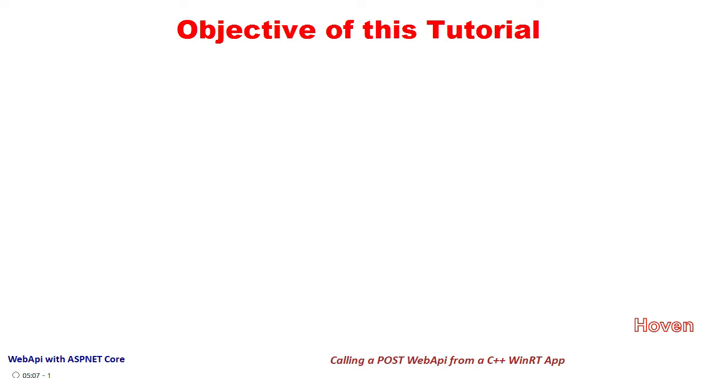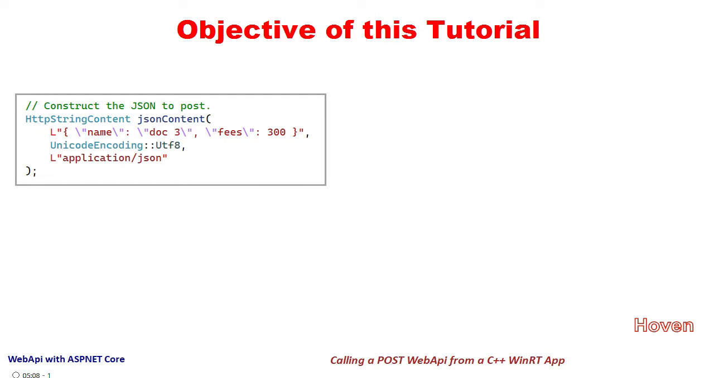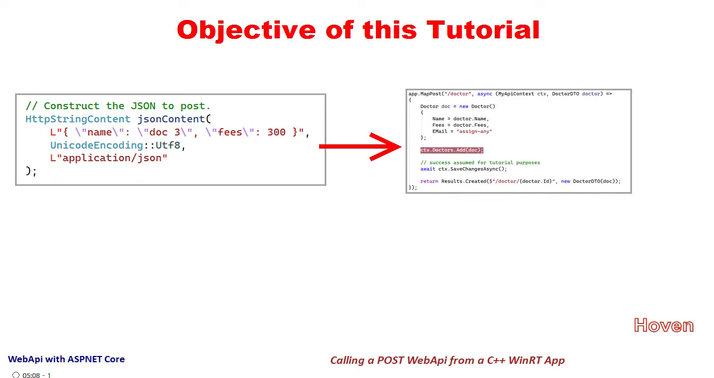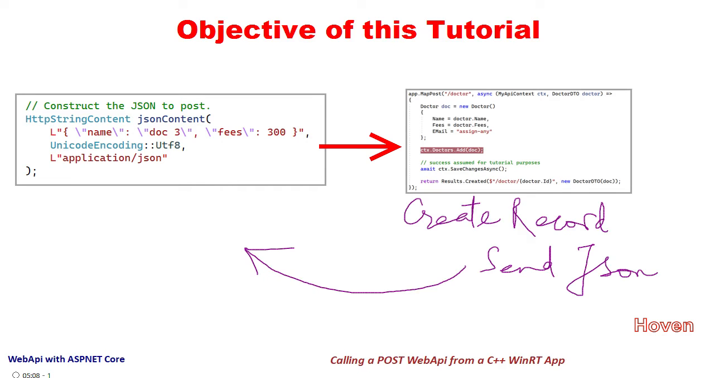Let me first explain the objective of this tutorial. The central idea of this tutorial is that we have a client-side application that will post the name and fees of a doctor. The posting will be to a POST type of web API. And since this is a POST type of web API, it will create a new record and send a response to our application. The response string will be decoded and shown on the console window of our C++ WinRT application.